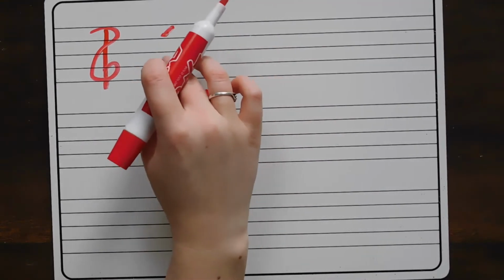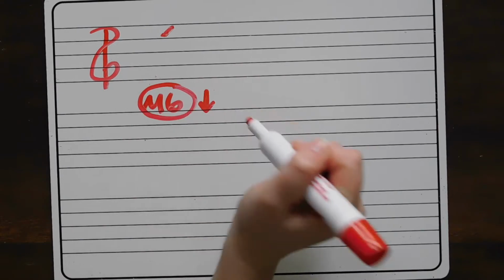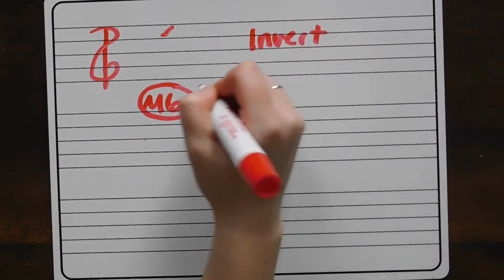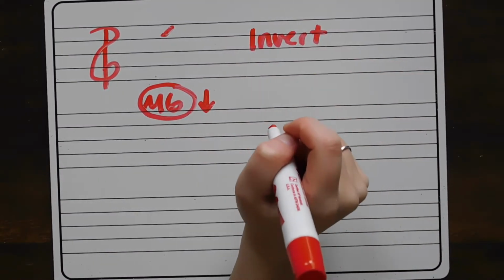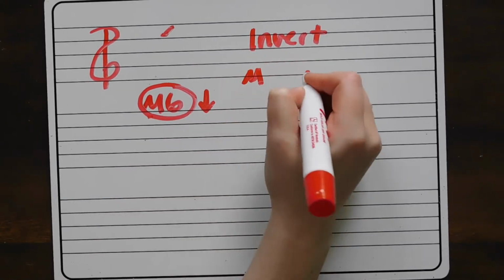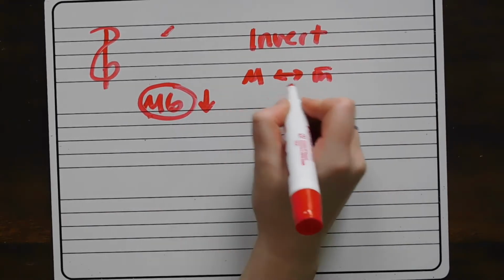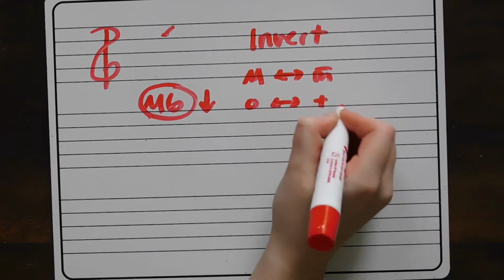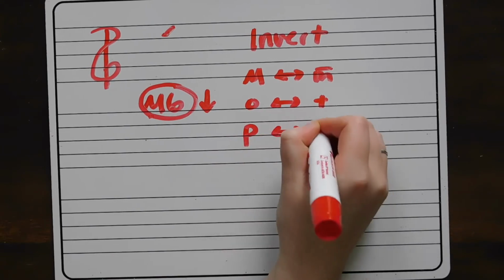So step one is to invert the interval. To invert it, it's a two-step process. One, we have to invert the quality. So we're going to use this little scale. Major becomes minor, and minor becomes major. Diminished becomes augmented, and augmented becomes diminished. And then perfect actually inverts into perfect.